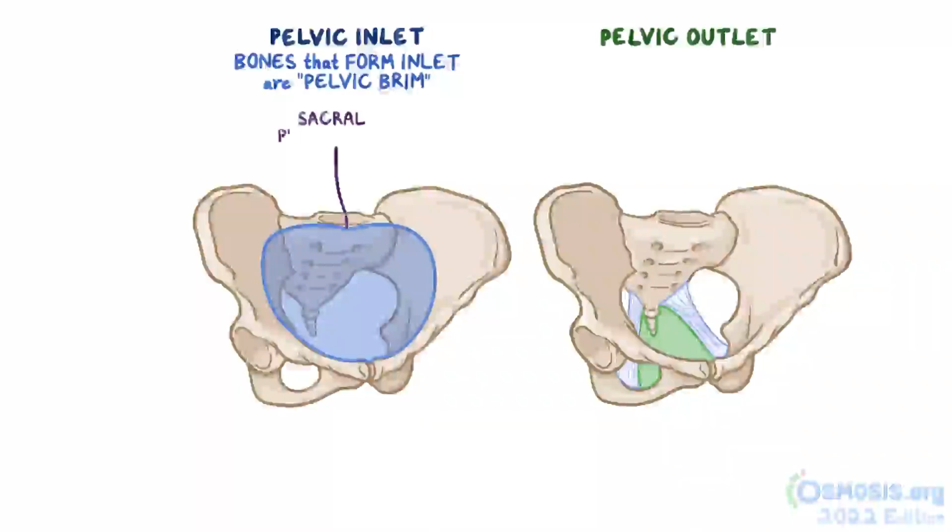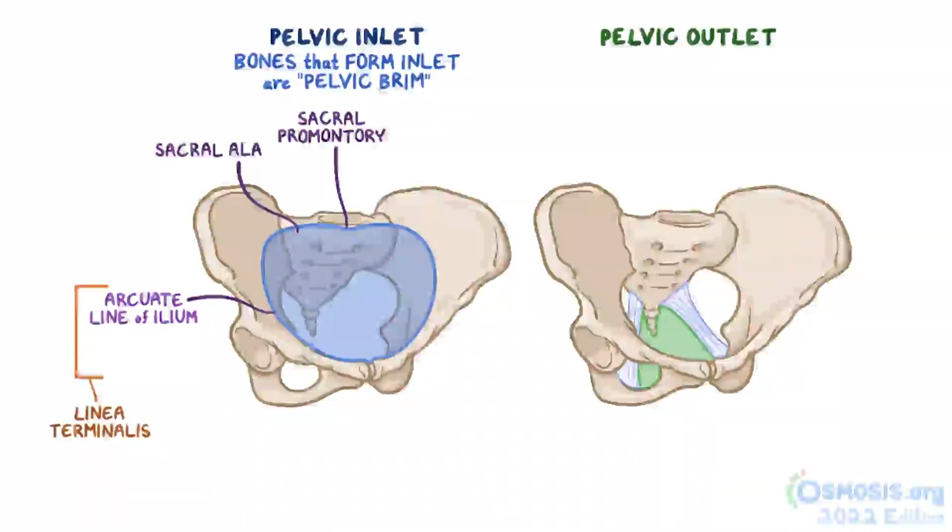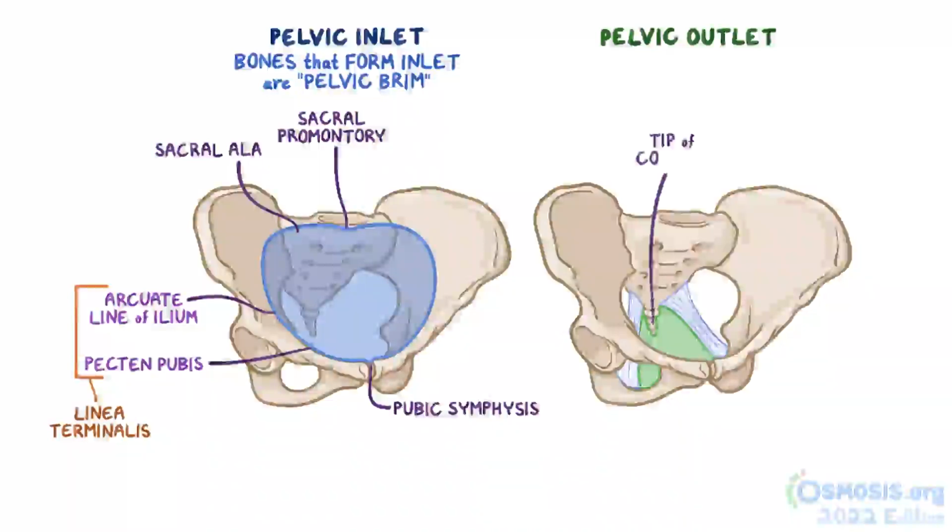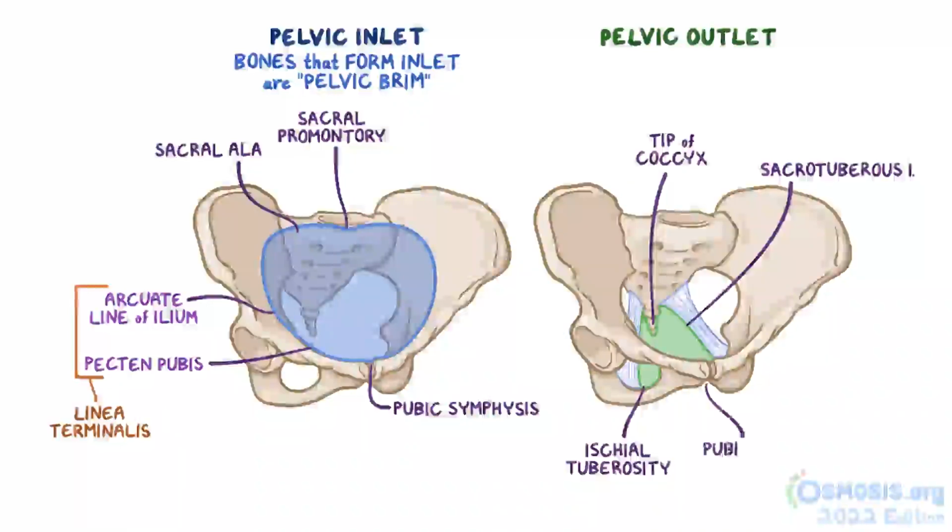Posteriorly, there's a sacral promontory and the ala of the sacrum. Laterally, there's a linea terminalis, which is composed of the arcuate line of the ilium and pecten pubis. Anteriorly, the pelvic brim is formed by the pubic symphysis. On the other hand, the pelvic outlet is bounded by the tip of the coccyx posteriorly, the inferior margin of the sacrotuberous ligament posterolaterally, and ischial tuberosities laterally, and the pubic arch anteriorly.